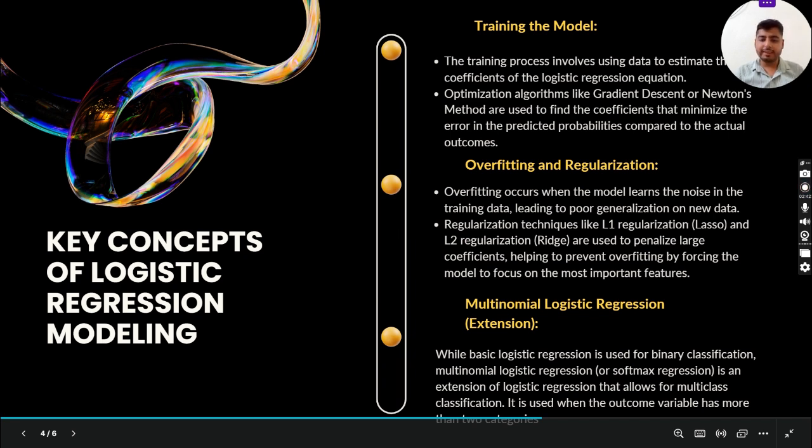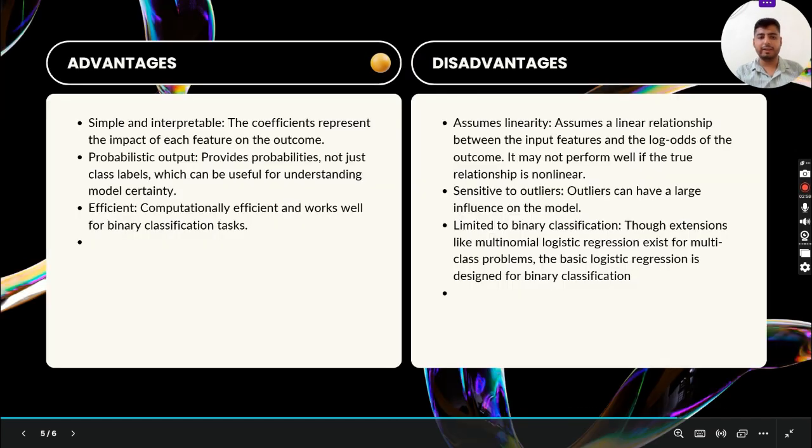Multinomial logistic regression. While basic logistic regression is used for binary classification, multinomial logistic regression is an extension of logistic regression that allows for multi-class classification. It is used when the outcome variable has more than two categories.